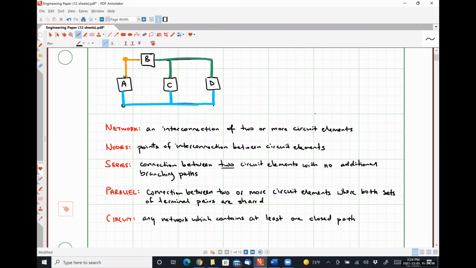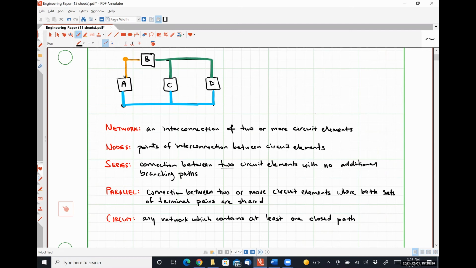So let's talk about what I mean by a closed path and introduce the concept of a loop. A closed path simply means, let's say that we started at the bottom left-hand corner of our circuit and tried to draw a loop around things. So we could start at the blue node, go through element A, go right through element B, go right, go down through element D, and we're back at the blue node. That's a loop. Effectively, a loop is a path that starts and ends at the same node.